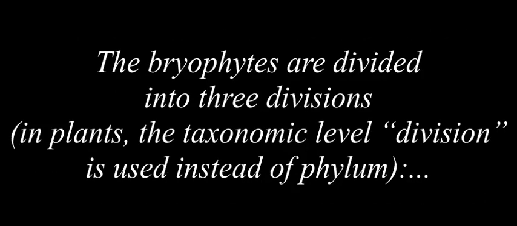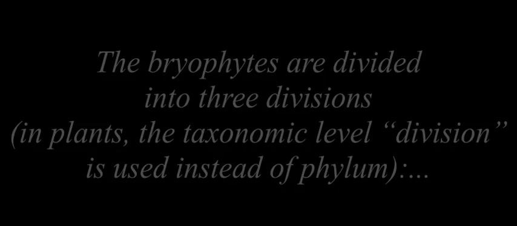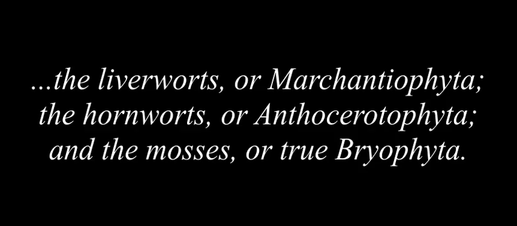The bryophytes are divided into three divisions. In plants, the taxonomic level division is used instead of phylum. The liverworts, or Marchantiophyta, the hornworts, or Anthocerotophyta, and the mosses, or true Bryophyta.